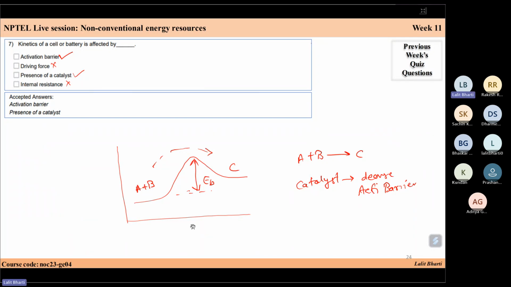And one more thing is catalyst. So catalyst is basically an element which is not directly participating in the reaction, but is just improving the rate of the reaction. So these are basically decreasing the energy barrier. By using the catalyst, the barrier will be lower and the kinetics of your reaction will be higher. So option 1 and option 3 is correct. And internal resistance and driving force will not improve the kinetics. It will just affect the voltages, but not the kinetics of the cell.